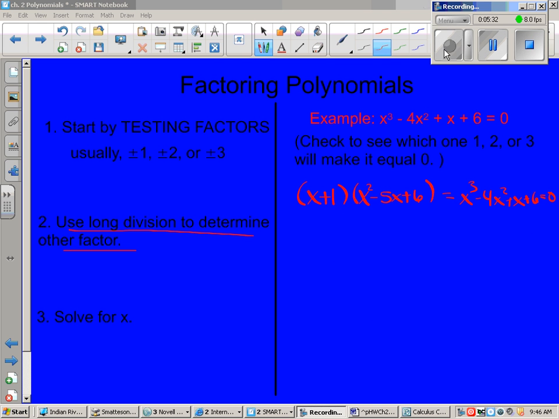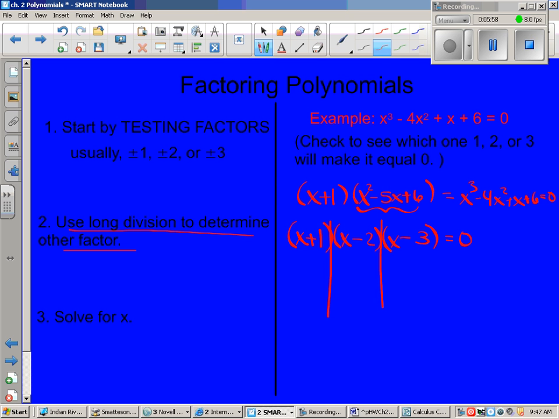So x plus 1 times x squared minus 5x plus 6 must equal this. Now we want to see, can I factor this? Notice I'm not looking to do long division again. I'm looking to see if I can factor. What two numbers multiply to give me 6 and at the same time add to give me 5? Of course that's 2 and 3, and they're both the same sign, both negative. This is what equals 0.